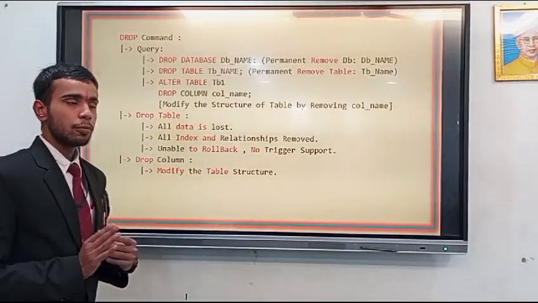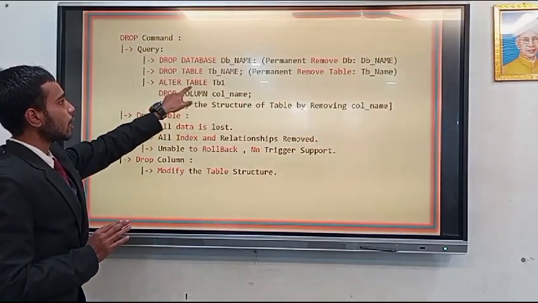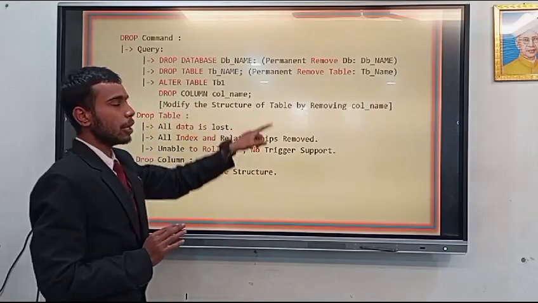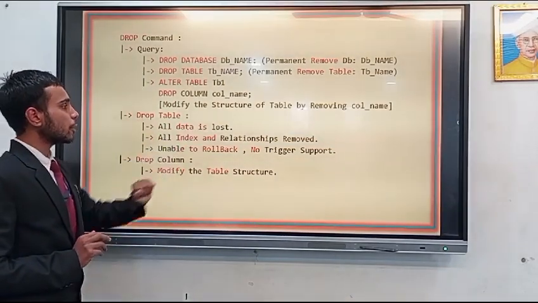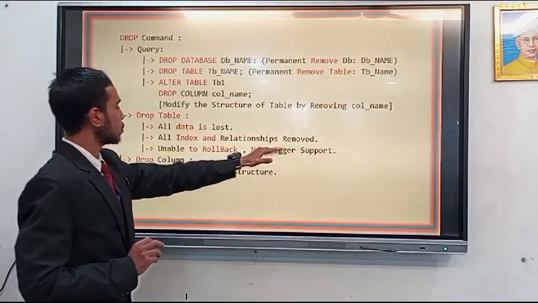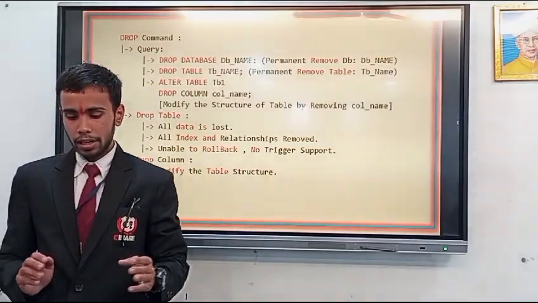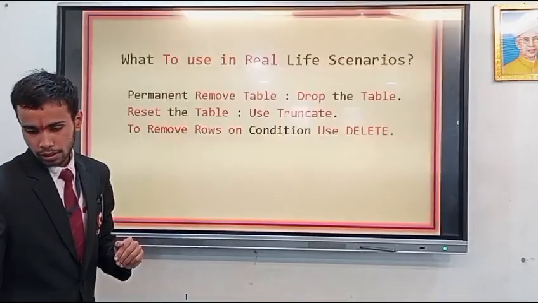And then we are going to manipulate the structure of the table by the help of alter command, alter table TB1, drop column name. It will modify the structure of the table by removing the column name. And the drop table, all the data is going to be lost, all the indexes and the relationships are removed and we are unable to roll back the changes. Okay? And for the drop column, we are going to modify the structure of the table.